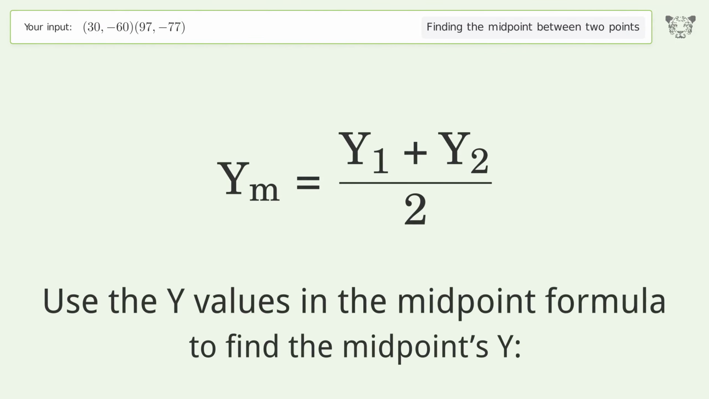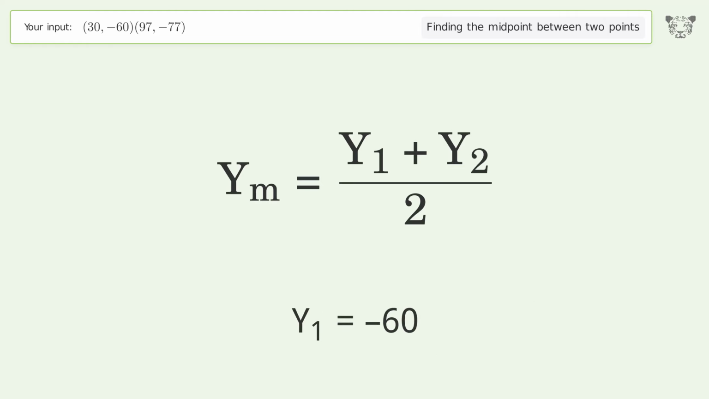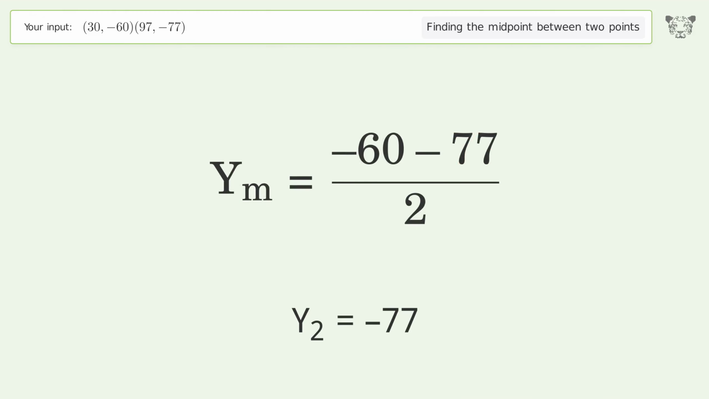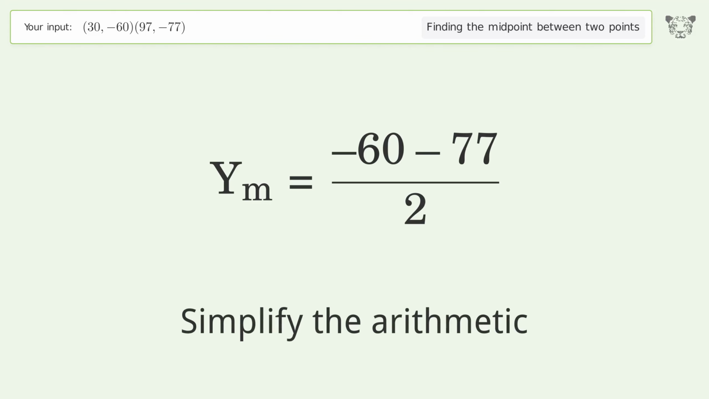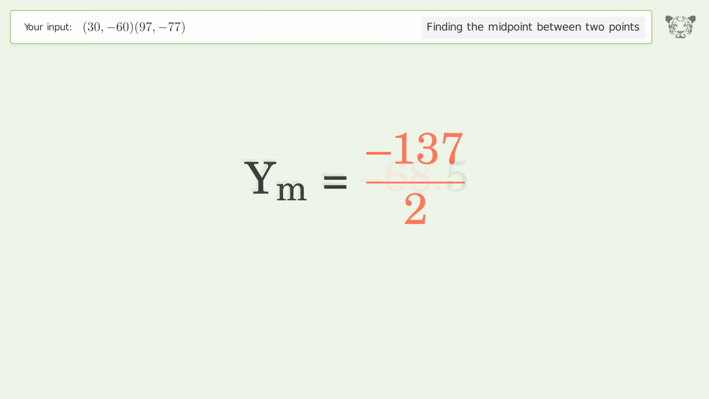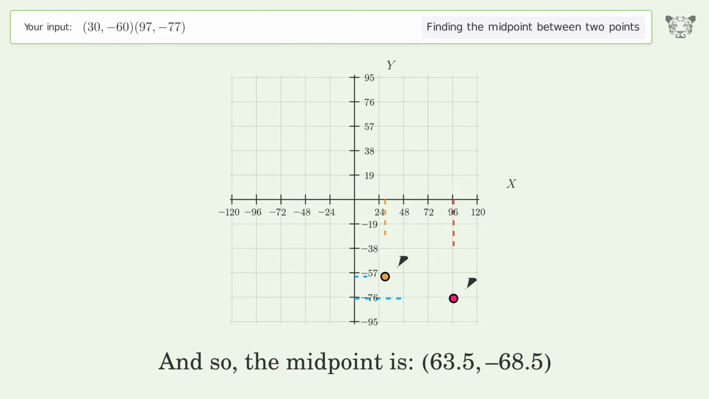Use the y values in the midpoint formula to find the midpoint's y. y1 equals negative 60. y2 equals negative 77. Simplify the arithmetic. And so, the midpoint is 63.5, negative 68.5.